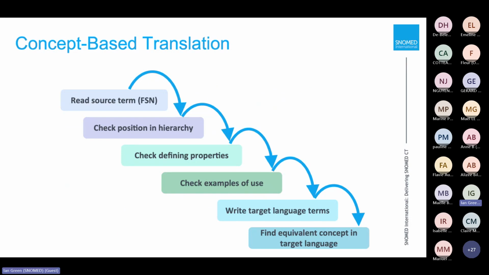Just in terms of the translation process, you read the source term. The hierarchy position is important in terms of what's around it, either parents or children. Check the defining properties, so the attributes and the values. Check examples of use where you have them, so how things have been used in practice. And then look at the target language terms and find the equivalent concept in the target language.